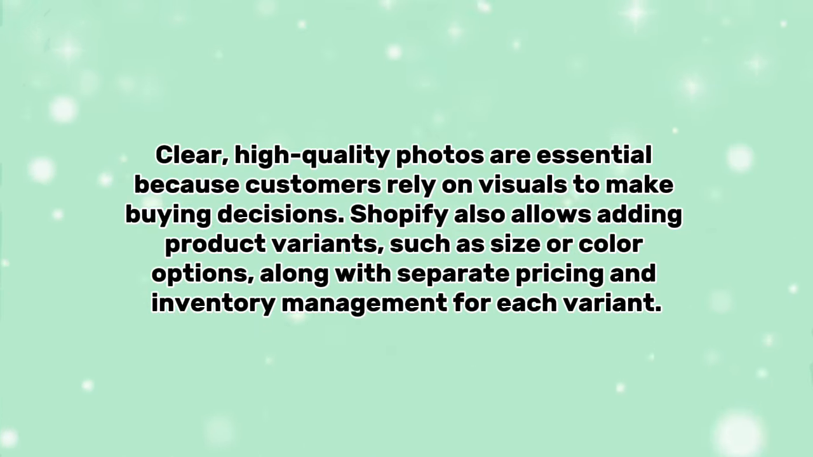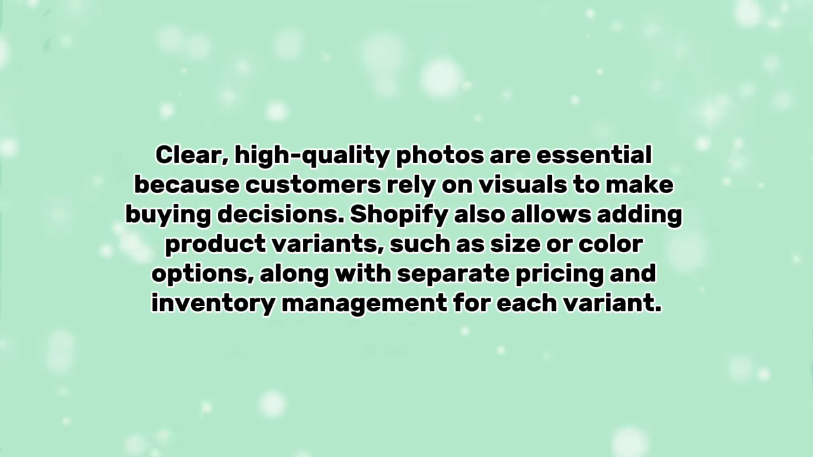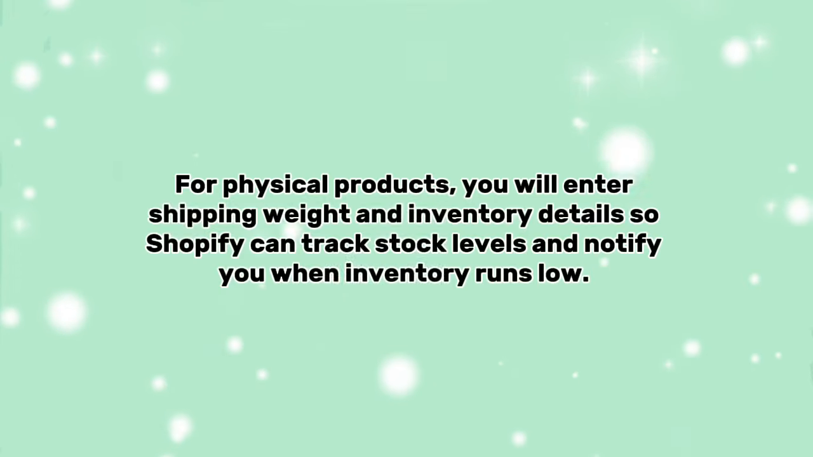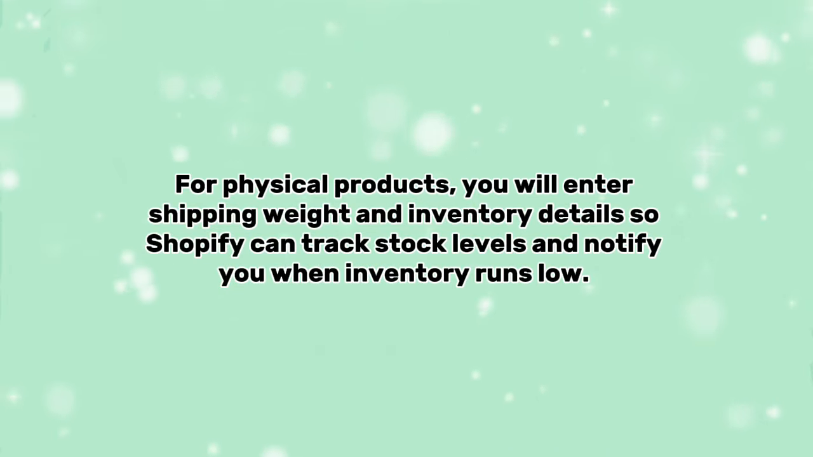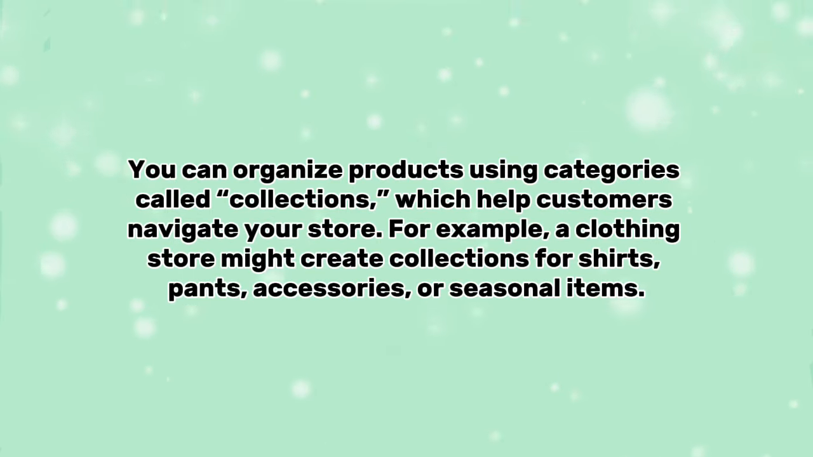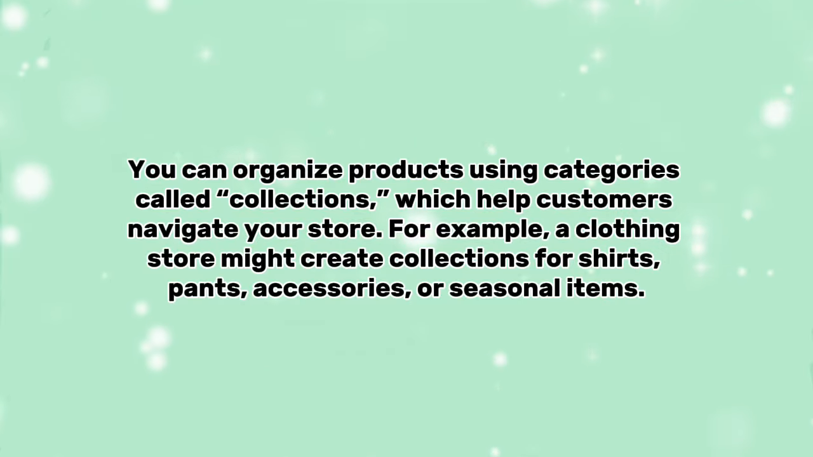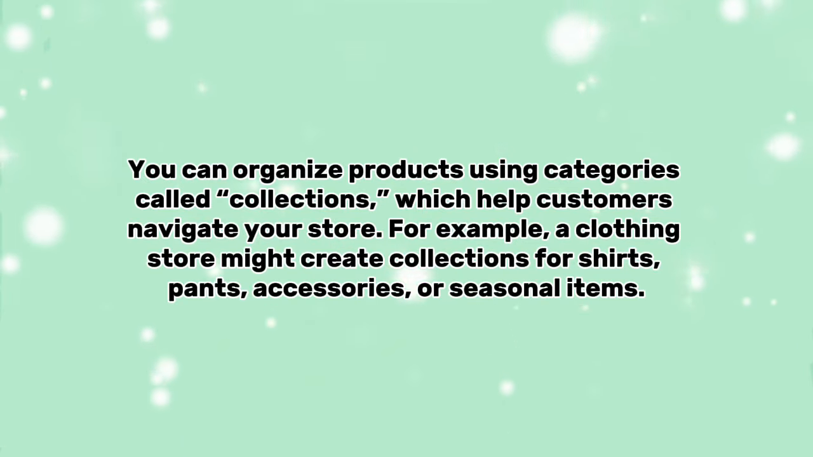Shopify also allows adding product variants, such as size or color options, along with separate pricing and inventory management for each variant. For physical products, you will enter shipping weight and inventory details so Shopify can track stock levels and notify you when inventory runs low. You can organize products using categories called collections, which help customers navigate your store. For example, a clothing store might create collections for shirts, pants, accessories, or seasonal items.